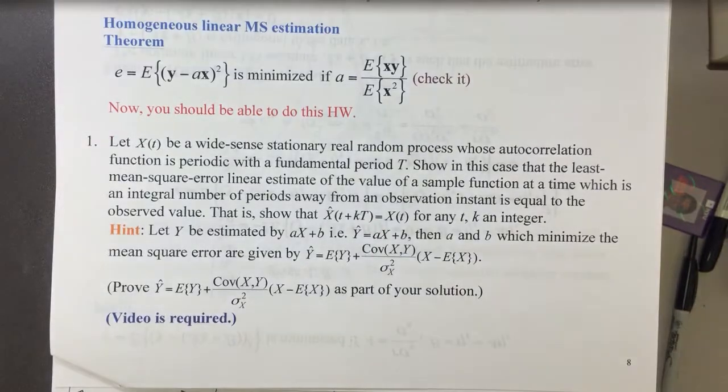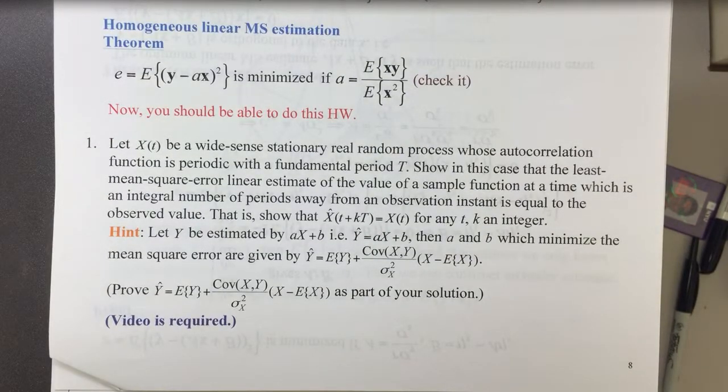Hey, so we are doing homework number 11, problem number 1. Let x of t be a WSS real random process whose autocorrelation function is periodic with fundamental period T. Show in this case that the least mean square error linear estimate of the value of a sample function at a time which is an integral number of periods away from an observation instant is equal to the observed value.